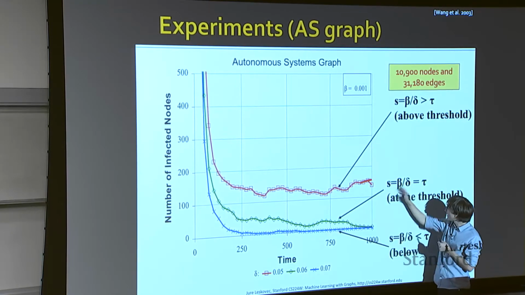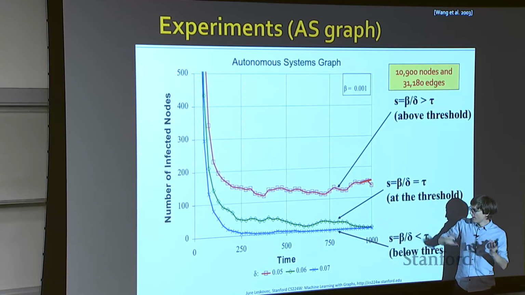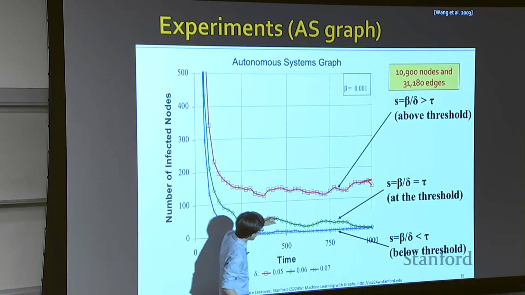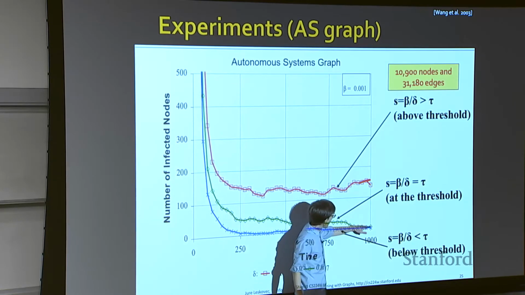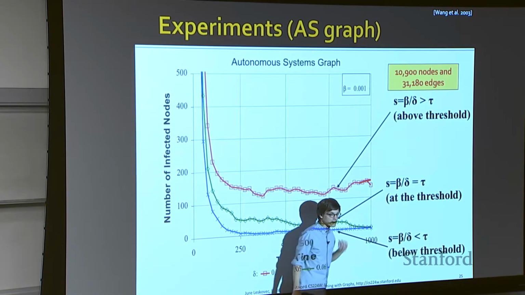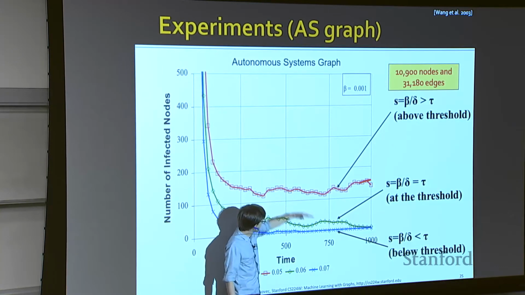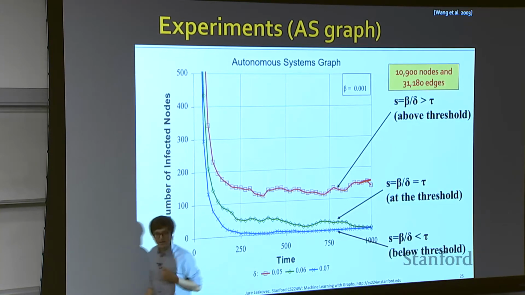What happens right at the threshold is very hard to say, but essentially what you see is that this virus keeps lingering and dying, but never really dies. So if you are right at the threshold, that's what happens. But if you are above, the virus survives. If you are below, the virus dies out.